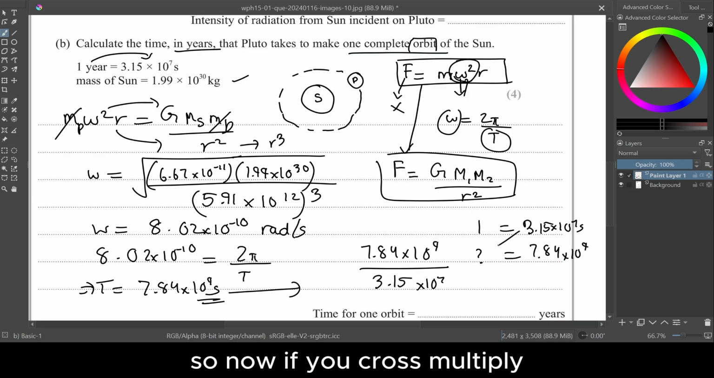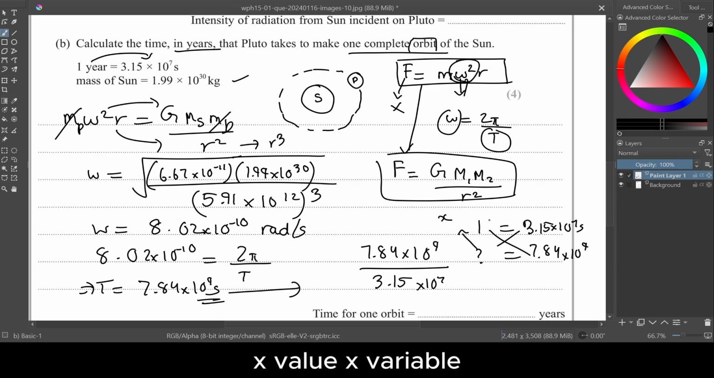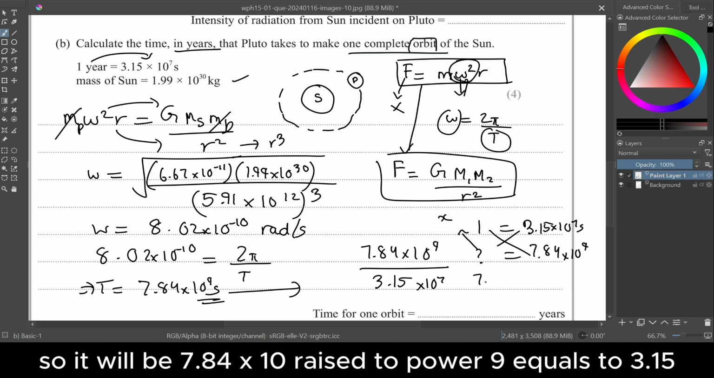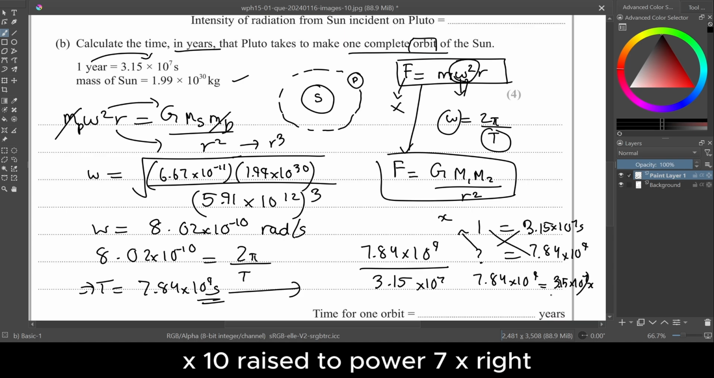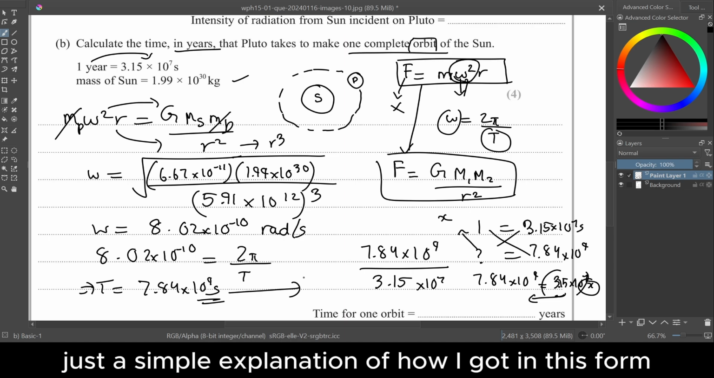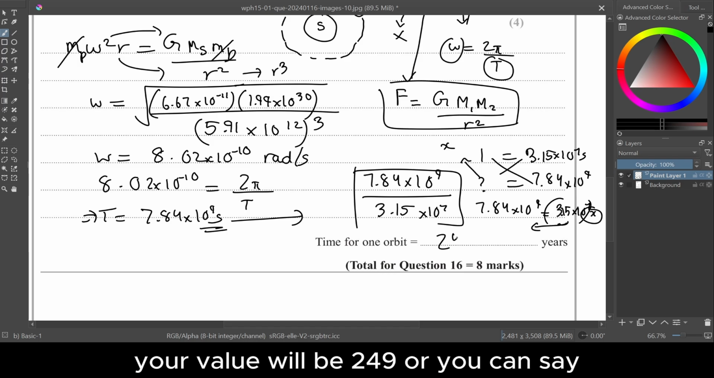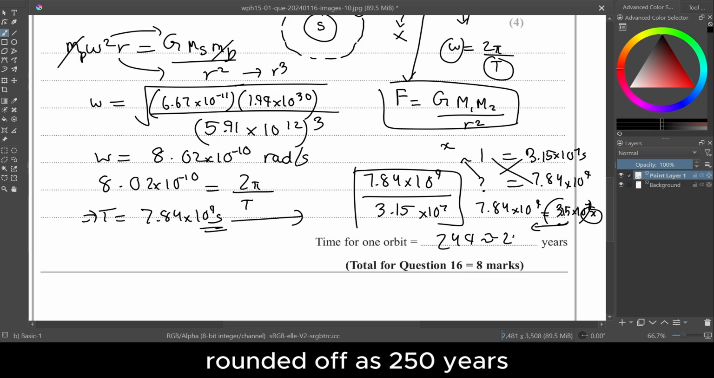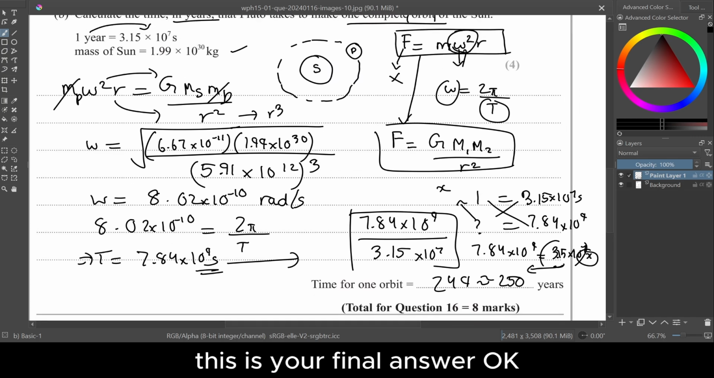So if you cross multiply, let's take this question mark as x, the x variable. So it will be 7.84 times 10 raised to power 9 equals 3.15 times 10 raised to power 7 times x, and then you shift this thing downwards, because you need this x. Basically x is your time. That's just a simple explanation of how I got this form. Then if you calculate your time, your value will be 249, or rounded off, 250 years. So this is your final answer.